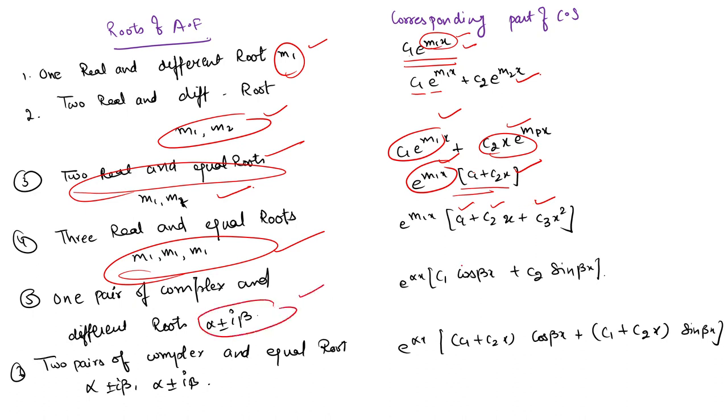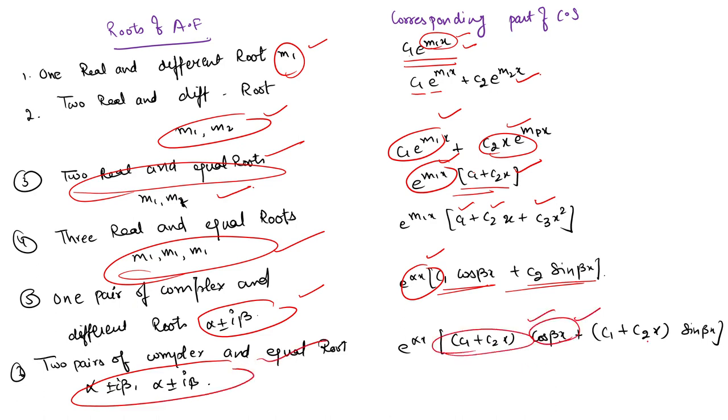On the other hand, if we have a complex root, it can be written as e raised to power alpha x (c1 cos beta x plus c2 sin beta x). Similarly, if we have a repeated pair of complex roots, it is (c1 plus c2x) cos beta x plus (c3 plus c4x) sin beta x.